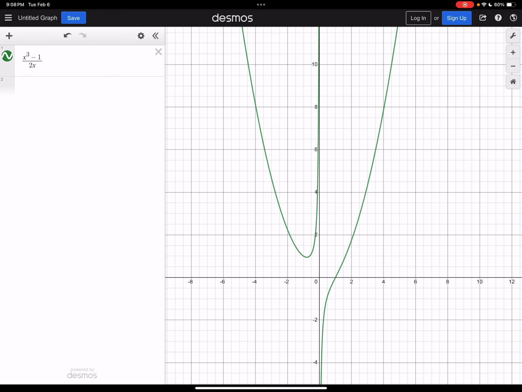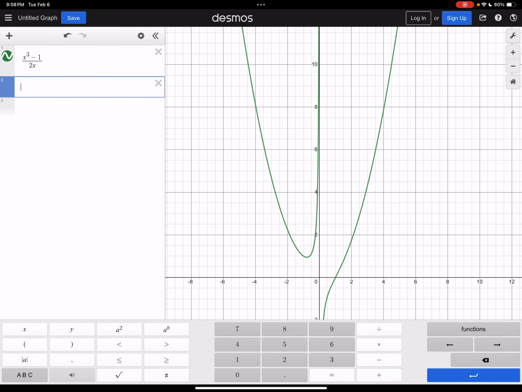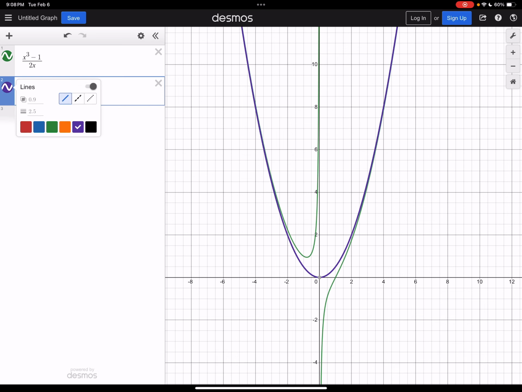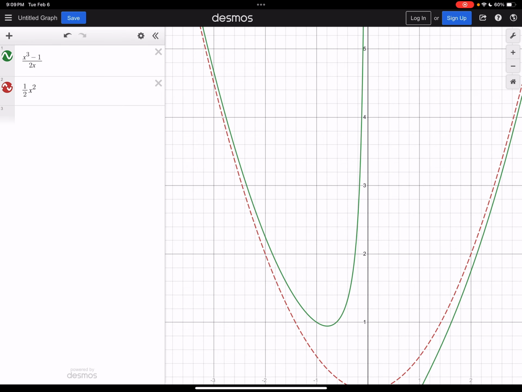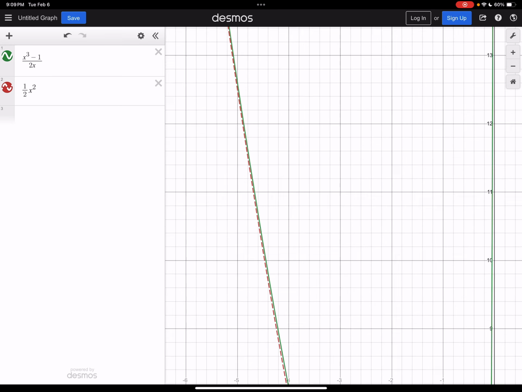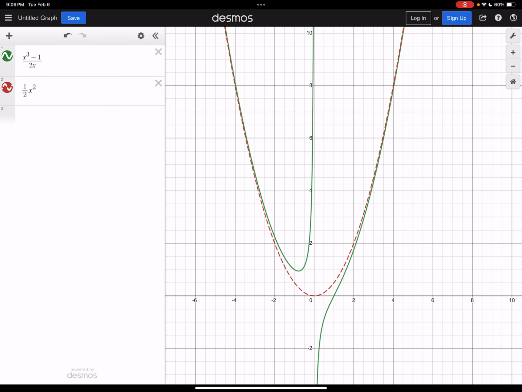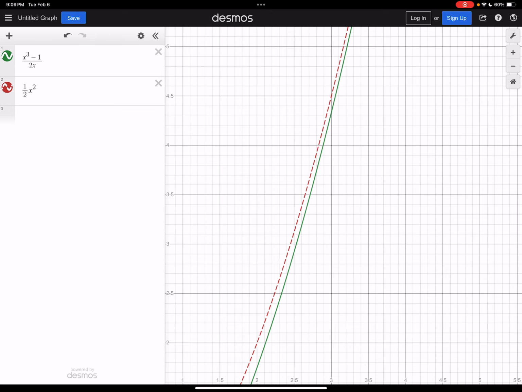If you came into Algebra 2 at the start of this year, did you anticipate yourself drawing this? Did you see this coming? And look at you now. Look at you graphing such a thing. This is amazing. And you can see that 1/2 x squared, that was our asymptote. I'll make that dotted so we can really see it, make it red. Look, it is following a parabola.